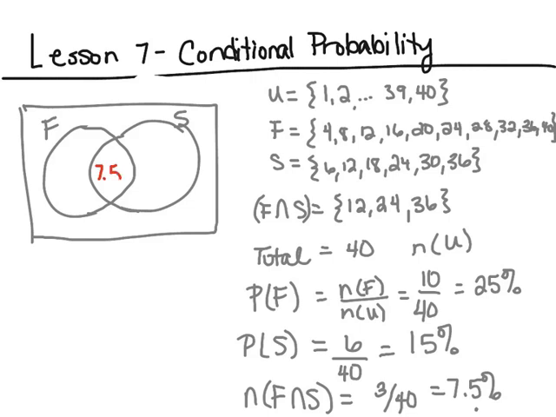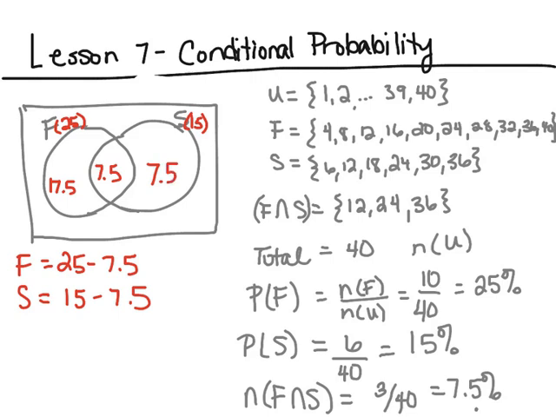This is 7.5%. 4s is 25, 6s is 15. So just a multiple of 4 would be 25 minus 7.5, which is 17.5. And just a 6 would be 15 minus 7.5, which is 7.5. Now we want to figure out how many are not multiples of 4 and 6. So we would take 100 minus 17.5 minus 7.5 minus 7.5, and you get 67.5.